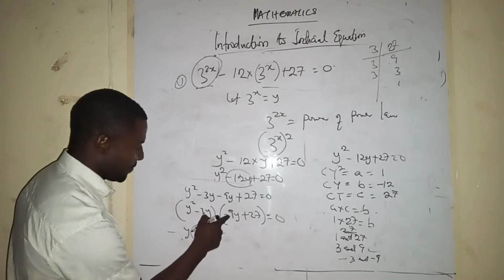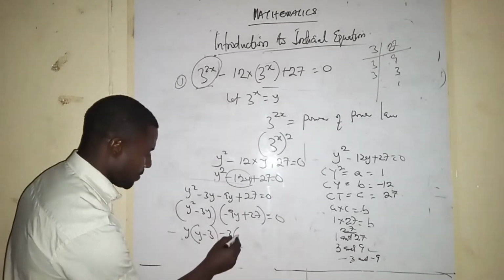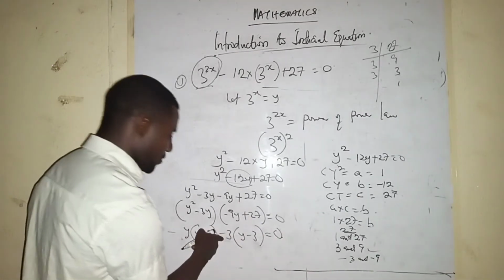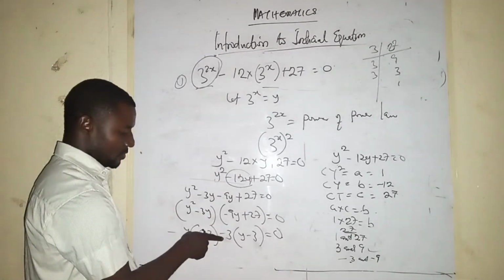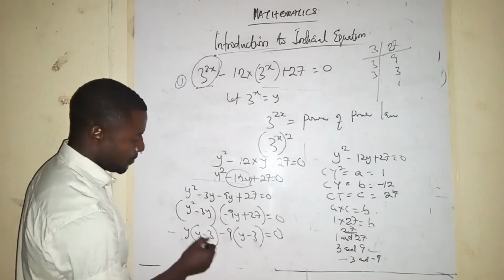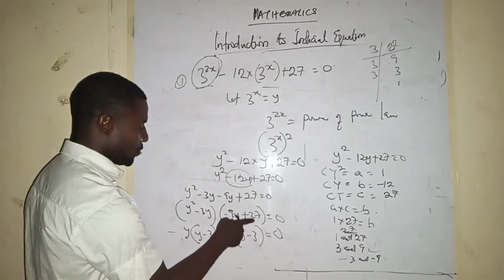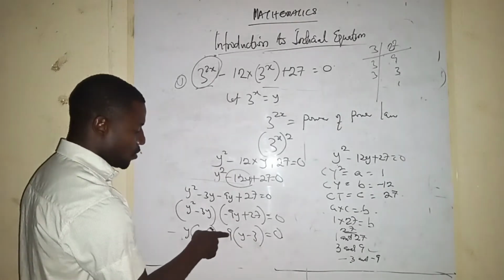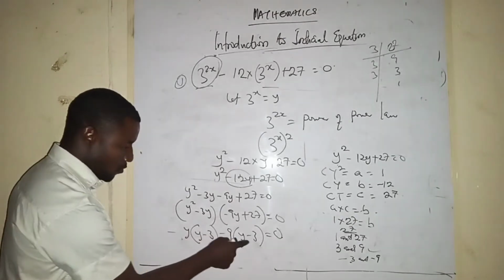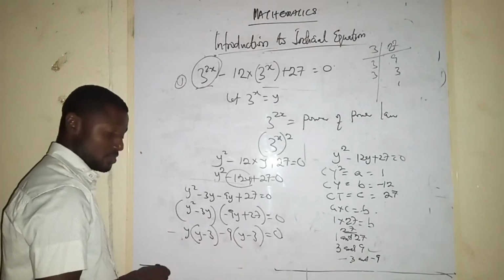Take out this one, what is common here? 3. Pull out the minus also. Here becomes y minus 3 is equal to 0. The reason we are pulling out the minus is because when you multiply the minus by this 3, it will give you 27 with the 9. But if you don't pull out the minus, it will give you a positive value. Also, this one in the bracket here must be the same. If they are different, it means your answer is wrong somewhere.